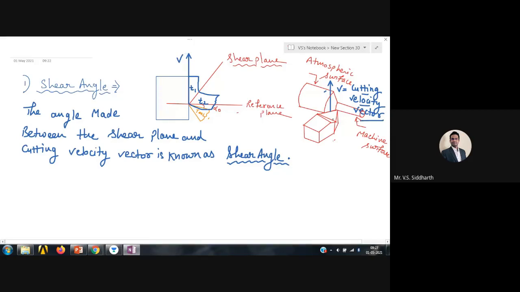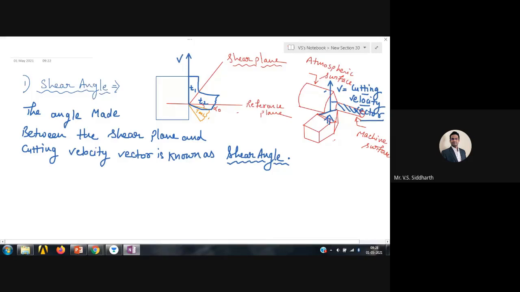Actually, you are looking from the orthogonal plane. Whatever you are seeing here is the orthogonal sectional view. So this is the orthogonal plane and you are looking from here. That's why you cannot see the machined surface. You can only see this part. So in this you are seeing the tool, the uncut part and the chip part.